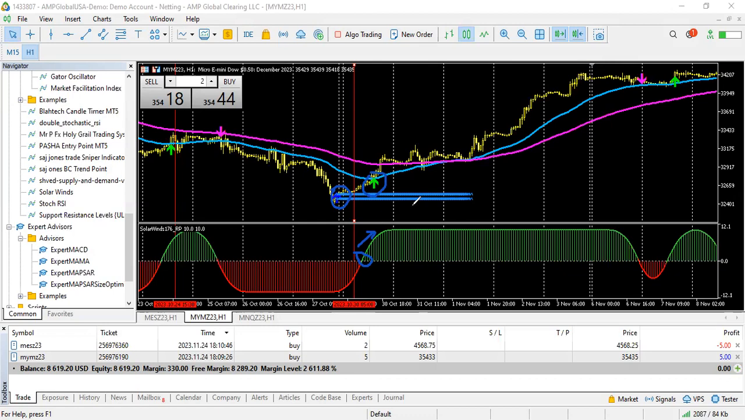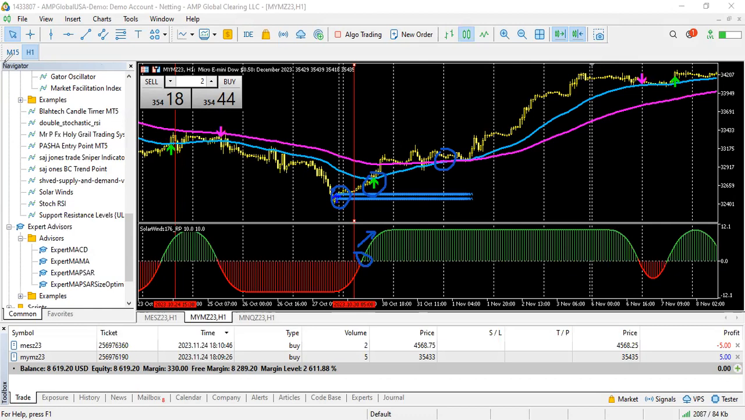Now, that's not the only confirmation you need. You also need for the 50 and the 21 to be crossing each other. You don't want to enter down here. Now, I know most people will say, oh, you're free to enter here. You could enter at this point when the BC trend point hits, right? But to be safe, you want to make sure that the 50 and the 21 have crossed above each other.